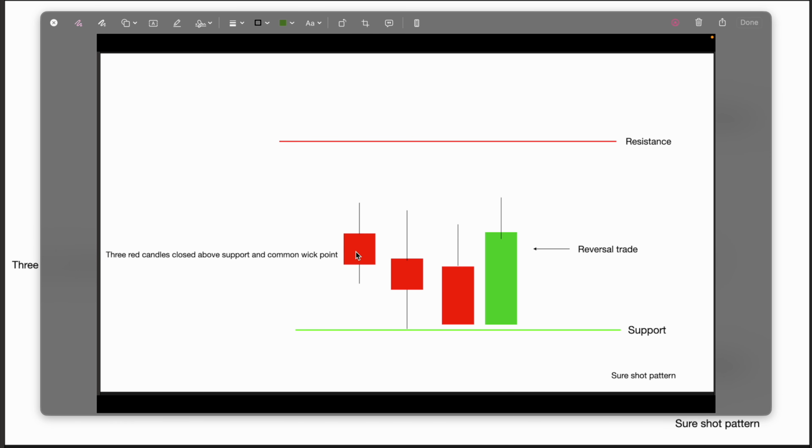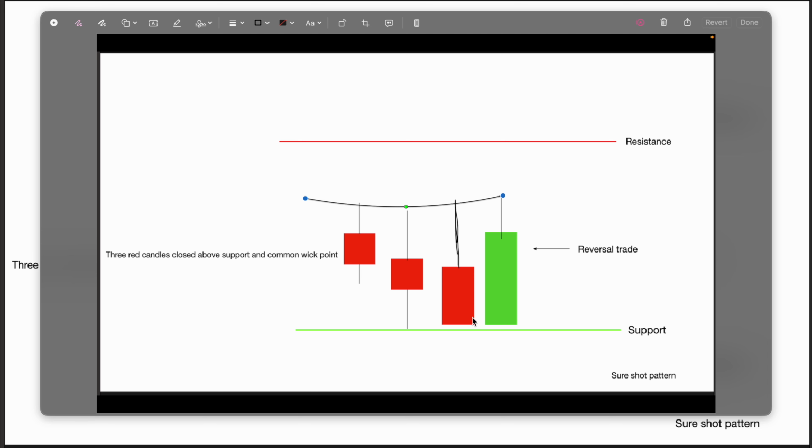Now the fourth kind of pattern is the same, just the reverse version of the third short pattern. Three red candles, the color needs to be the same. Three red candles closed above our support area, and the last red candle needs to have only an upper wick and no lower wick. And if you take the common point of the wick, if the last red candle closed below the common point of all the three candles, that short will be very, very strong.